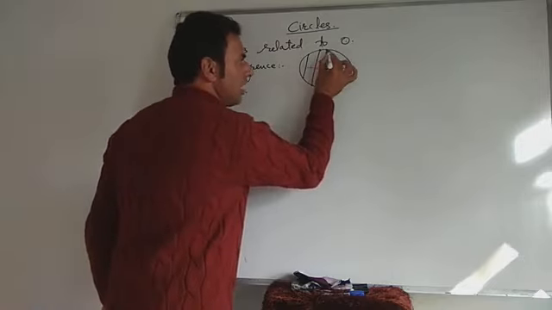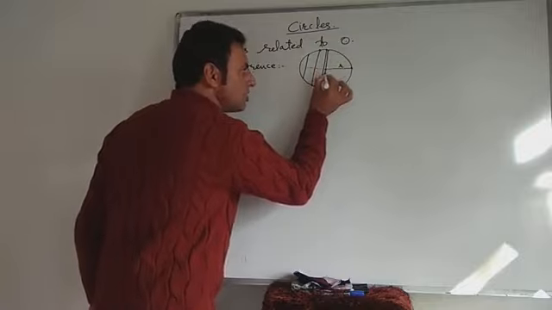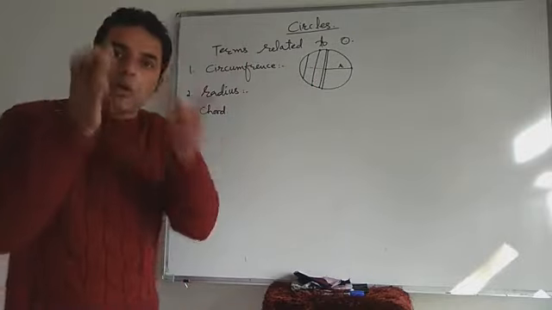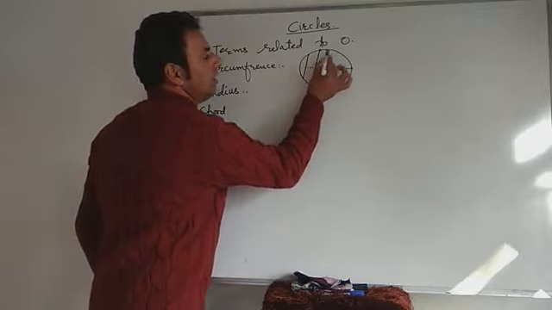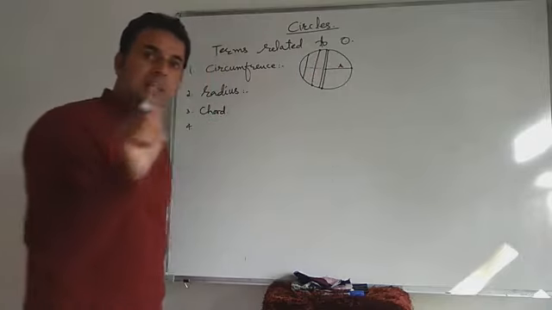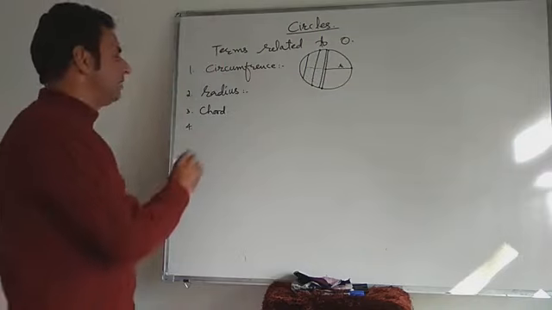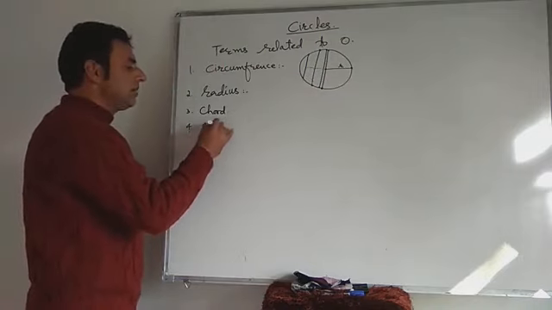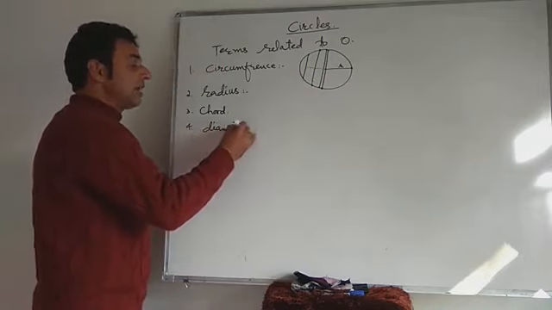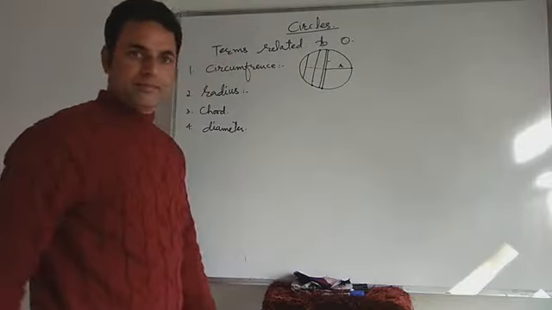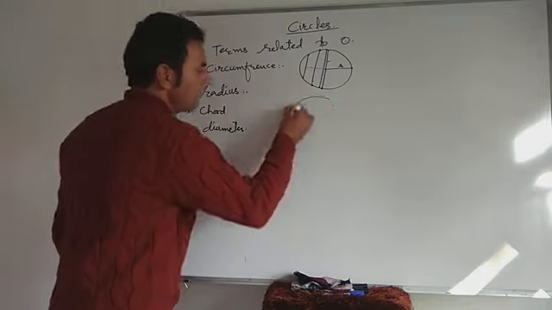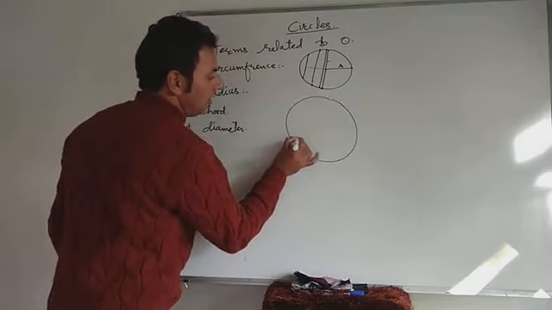When the distance of the chord from the center becomes 0, this will be the longest chord. And you know, longest chord is the chord which passes through the center, and it has a particular name. That name is diameter. Diameter has relation with radius. It is twice the radius.